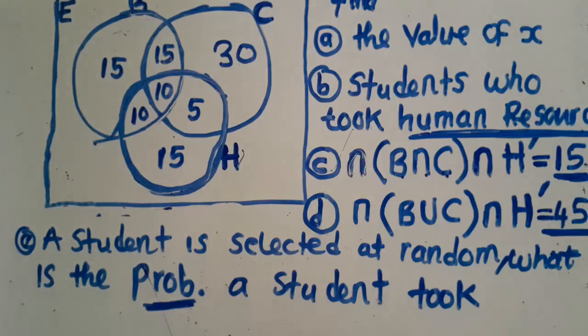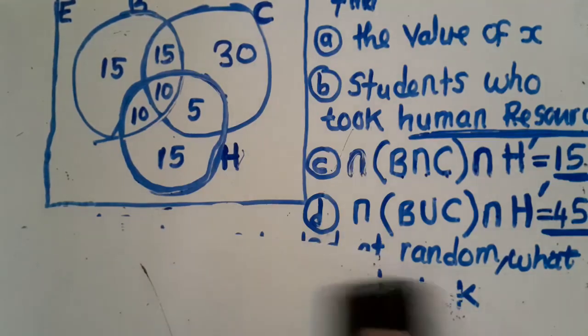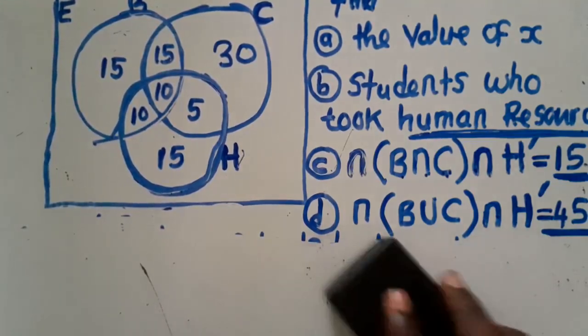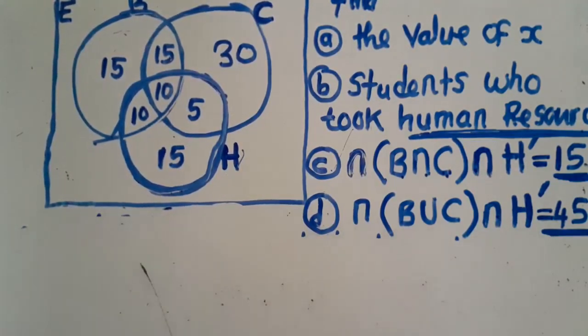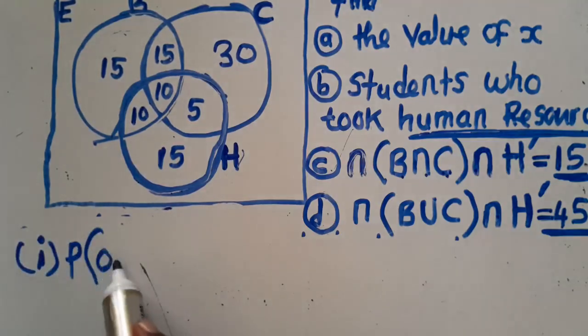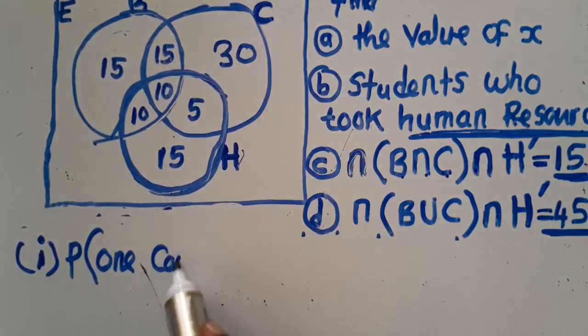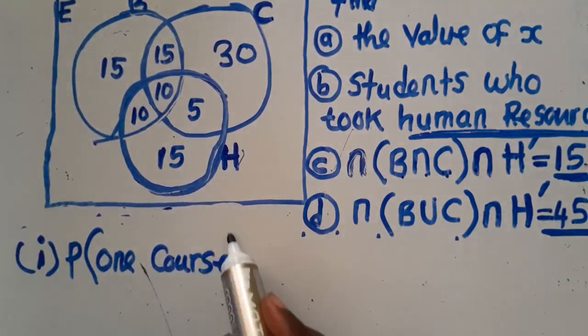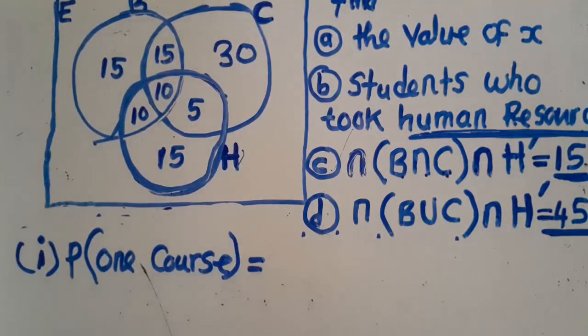Now we want to answer questions with the probability under sets. So we want to find the probability. I think you've seen the question. So you want to find the probability that a student took one course. This is the first part. The probability of what? One course. So what is the probability that a student took one course?